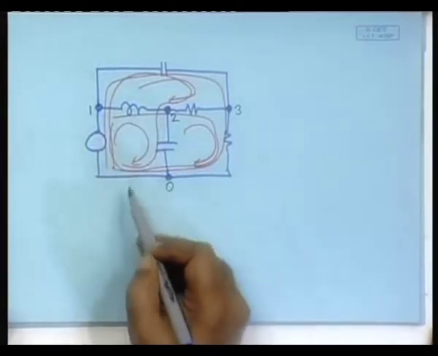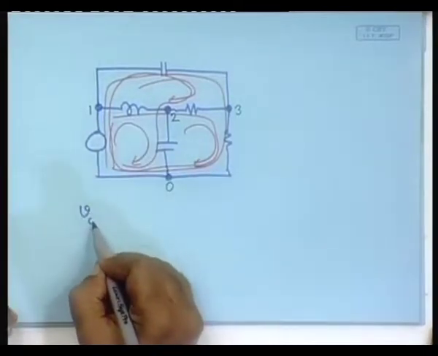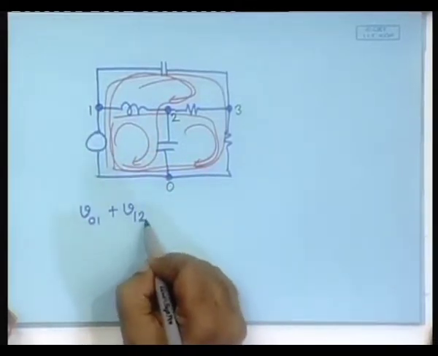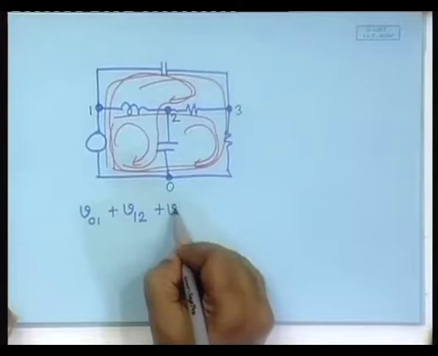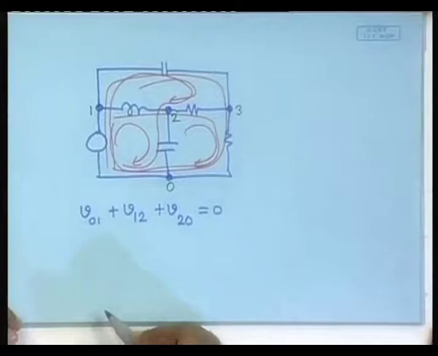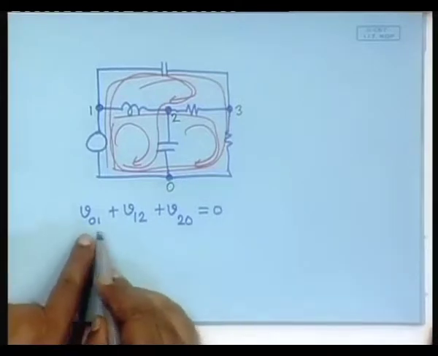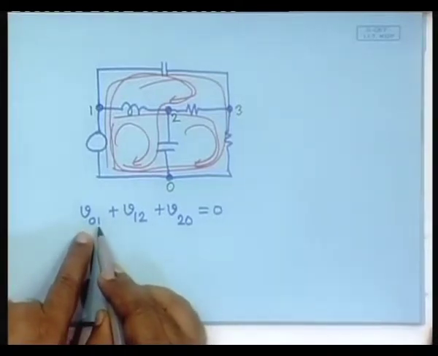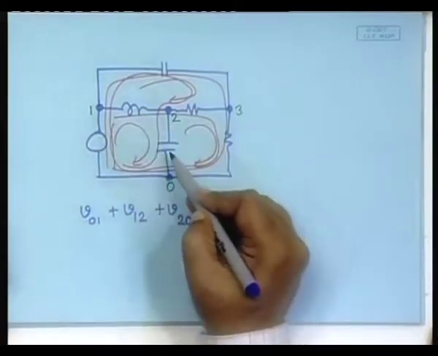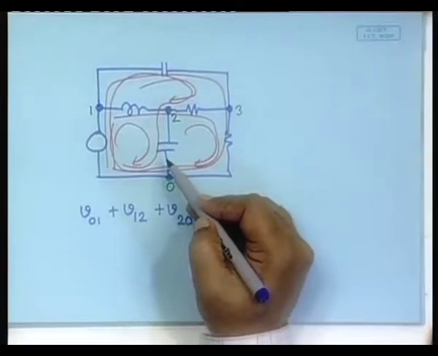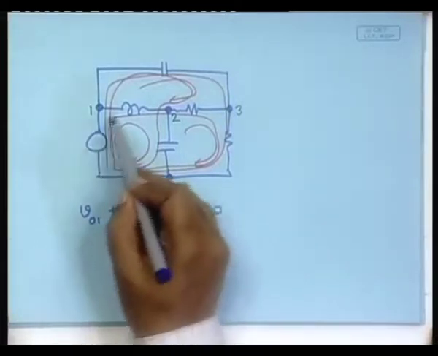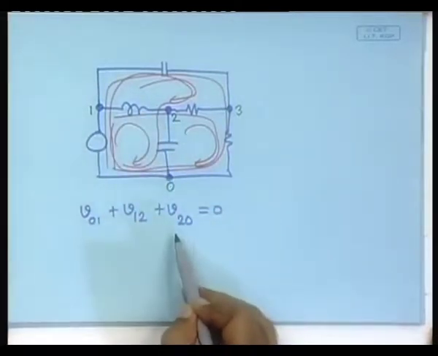For this loop, it is V01 plus V12 plus V20 equal to 0. Now, notice I am not writing the opposite things, I am writing 01, not 10. The idea is that you have to traverse always in one direction. Which direction you choose is your business. You could as well choose the opposite direction, it will not matter, but you always have to choose a particular direction and go around it accordingly.